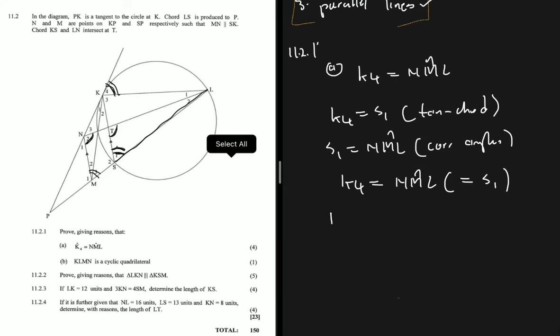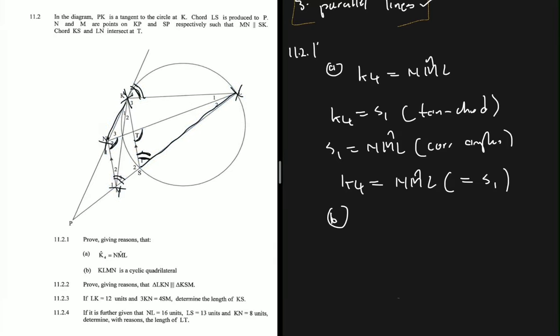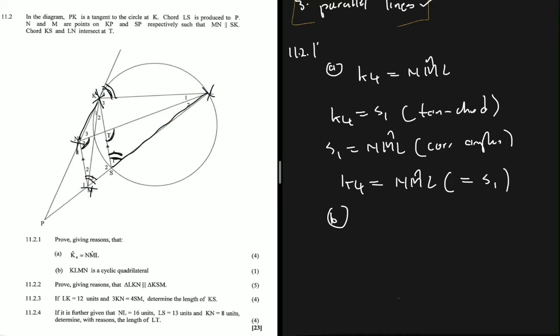And then we have B. B says prove that KLMN is a cyclic quadrilateral, right? So we have K, L, M, N, and we're supposed to prove that it's a cyclic quadrilateral. So in a cyclic quadrilateral, an exterior angle is equal to the opposite interior angle, right?